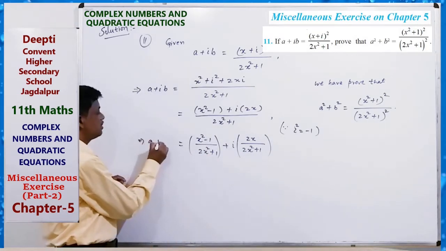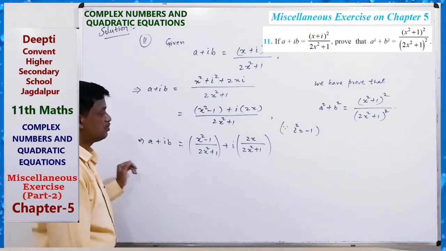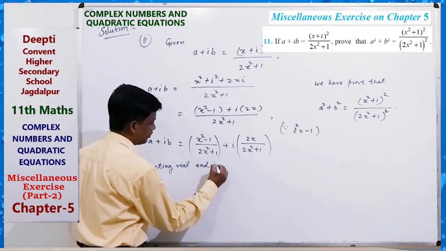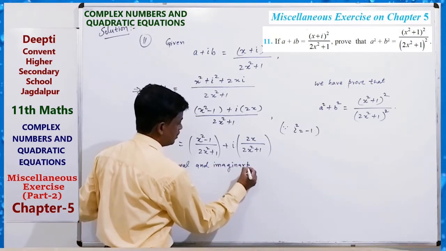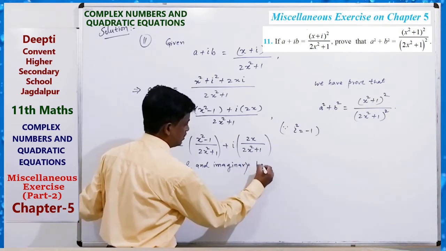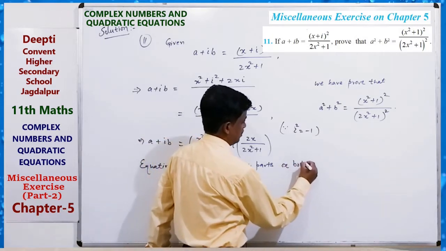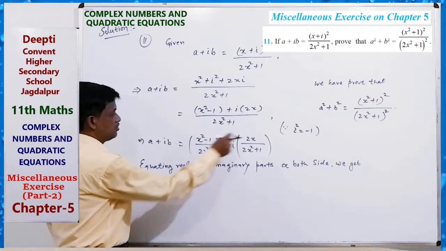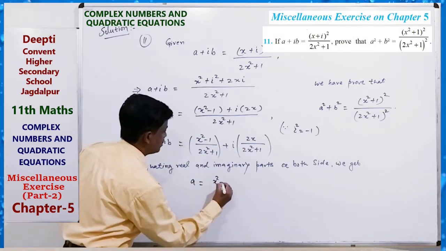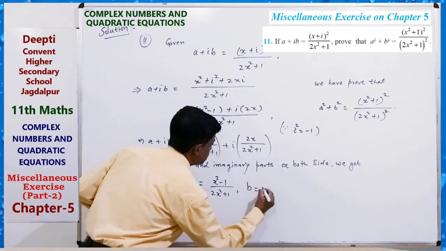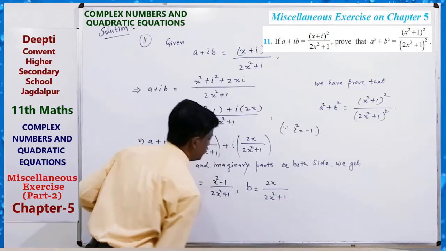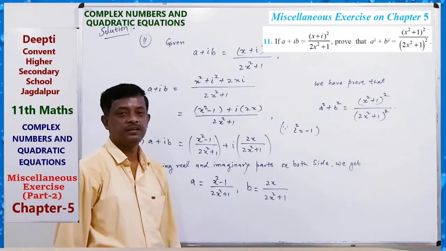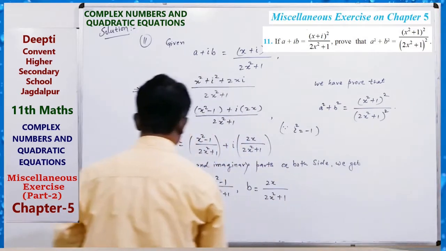Here the left hand side is a plus ib. So now we can compare real and imaginary parts. Equating real and imaginary parts on both sides, we get a equals this, b equals this. So a equals (x square minus 1) upon (2x square plus 1), and b equals 2x upon (2x square plus 1). These are the values of a and b. Now to prove this, we can square and add these two quantities and get the value in this form.